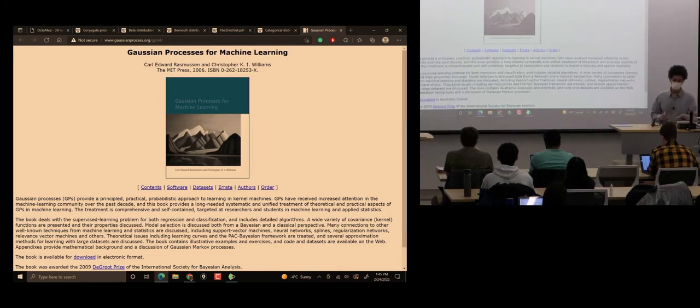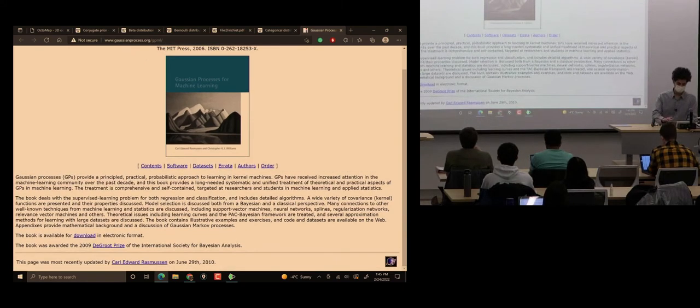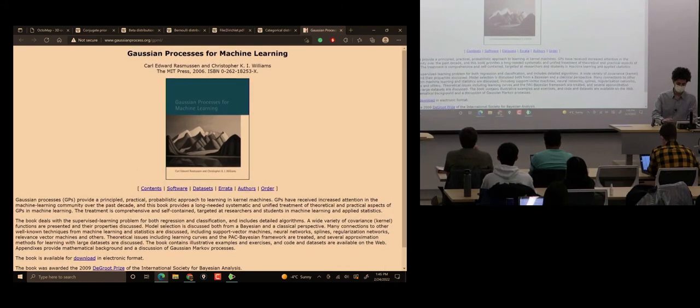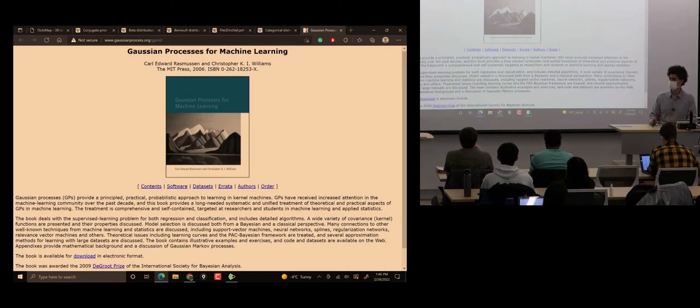If you want to know more about it, this is a great book. There's software, and that's what I read to learn machine learning for the first time. I started reading this book. It's very clear, and I highly recommend it.